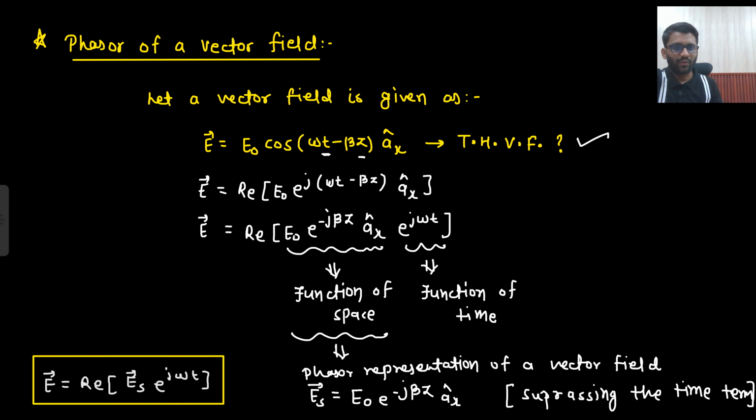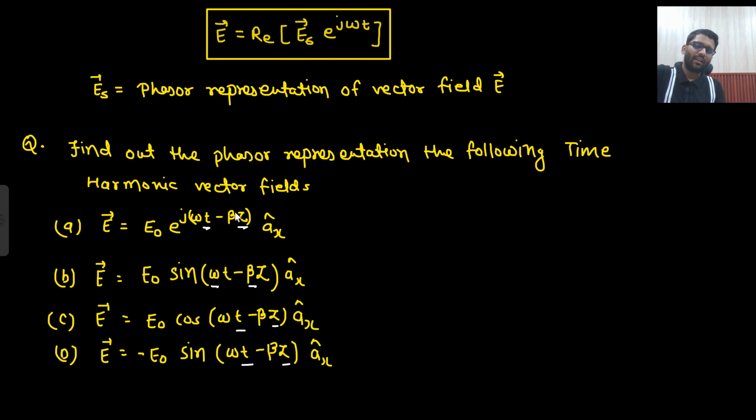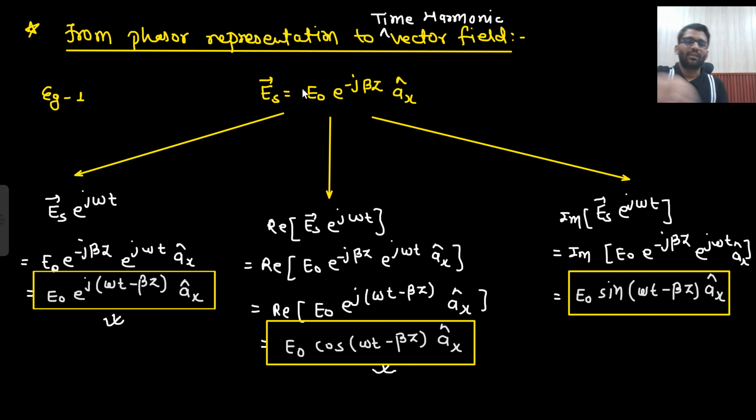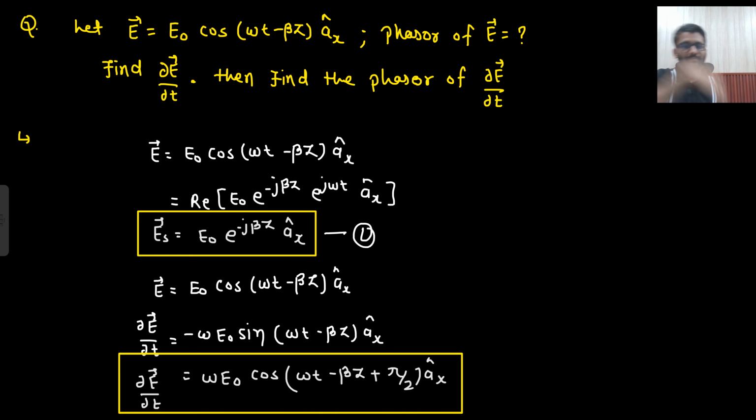Then we found out how to get the phasor. So we need to suppress the time term. We just suppress the time term. We got E naught e to the power minus j beta z ax cap. But when we calculated the phasor of 3 different functions, we got the same phasor. So what did we understand? That from here, if you need to go back, then you can take directly e to the power j omega t, e to the power j omega t real, or e to the power j omega t imaginary, right?